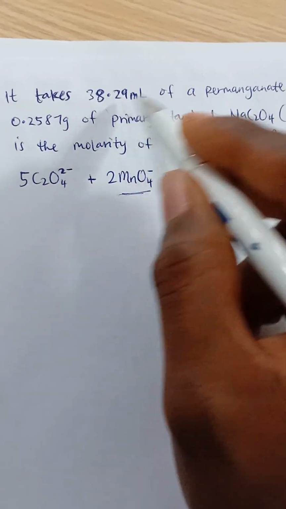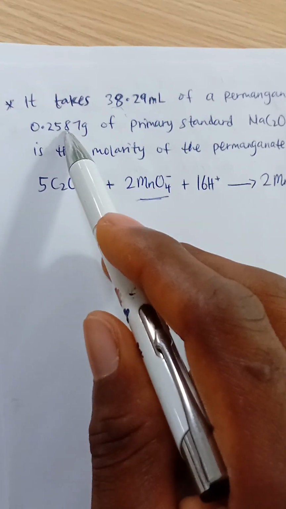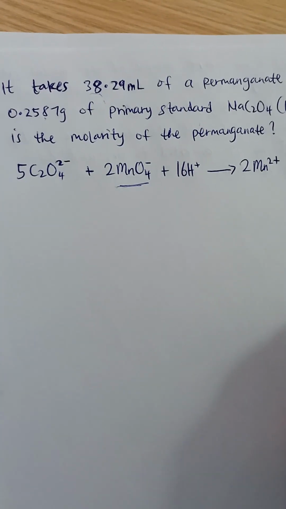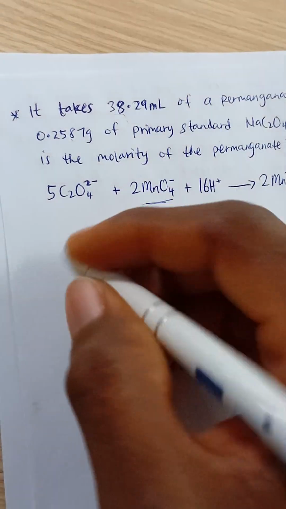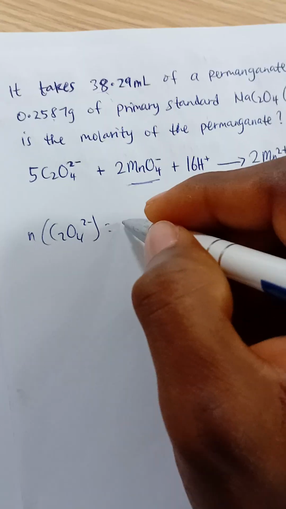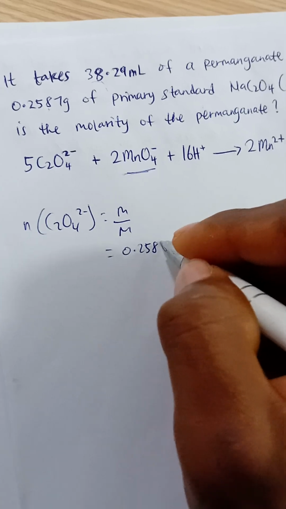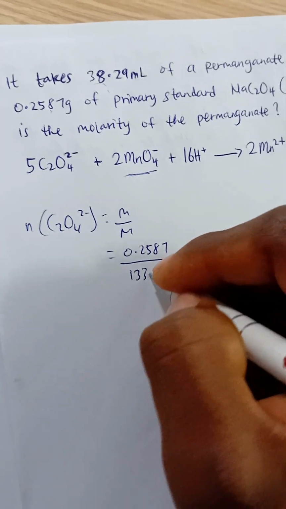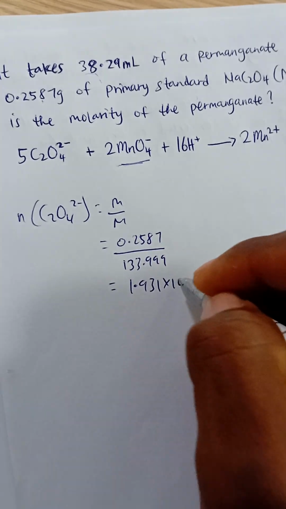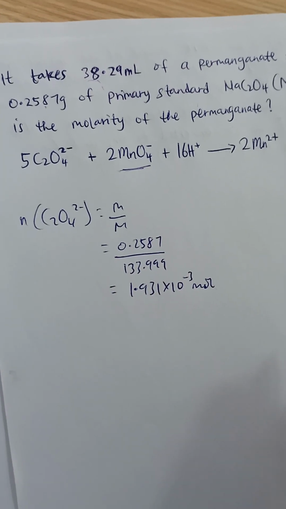We're given the volume of the permanganate solution, and we're given the mass of the primary standard, and we're given the molar mass of the primary standard. So we can find the moles of the primary standard. So moles of the C2O4 2- should give us what? Mass over molar mass. So the mass is 0.2587 over 133.999, and that should give us 1.931 by 10 to the power minus 3 mole. We've gotten the mole of our primary standard.